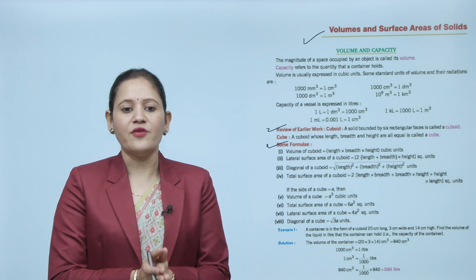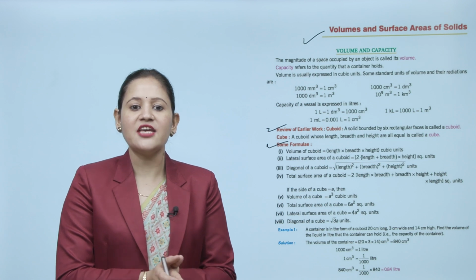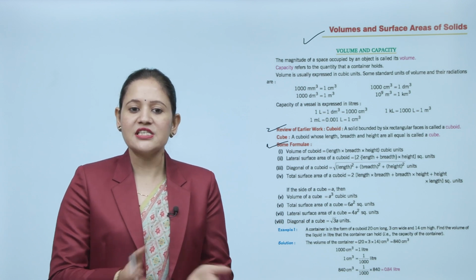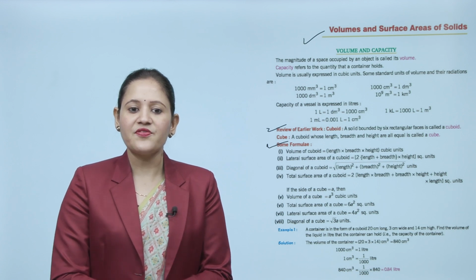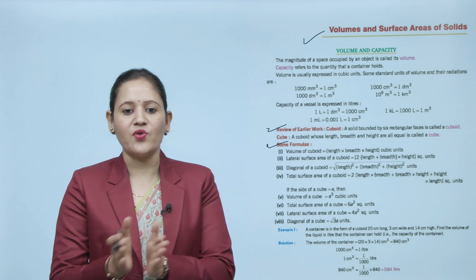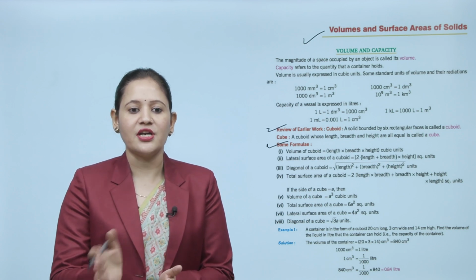If the side of the cube is equal to a, then volume of cube is a cube cubic unit. Total surface area of cube is 6a square square unit. Lateral surface area of cube is 4a square square unit. Diagonal of cube is root 3 a unit.